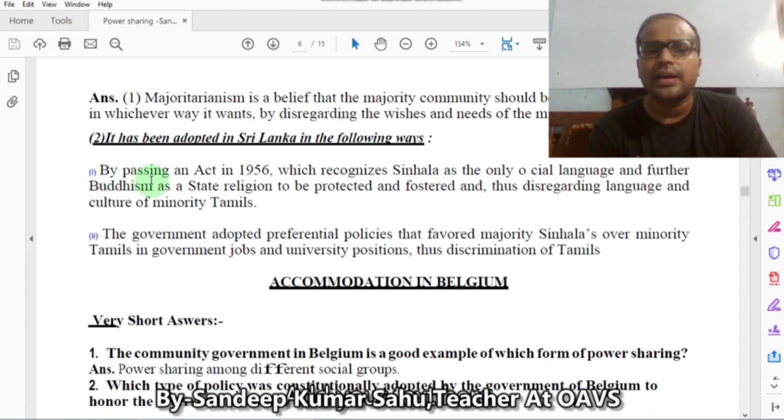First, they passed an Act in 1956 which recognized Sinhala as the only official language, and Buddhism as protected and fostered by the government, disregarding the language, culture and religions of the Tamils, who are the minorities. In point number 3, the government adopted a preferential policy that favored the majority Sinhala only. The minority Tamils could not get government jobs, and there was no reservation for them.